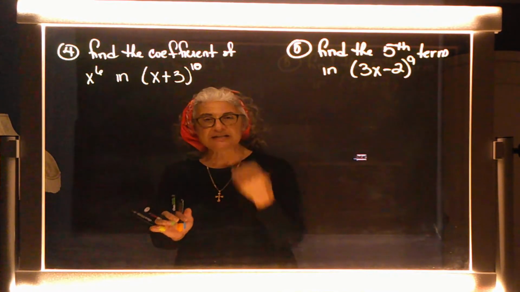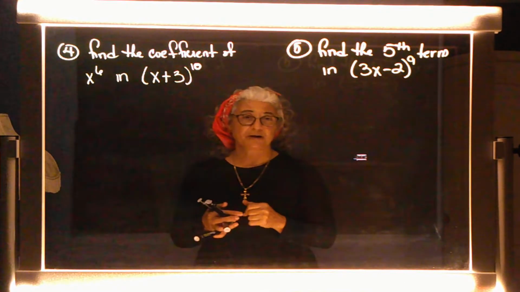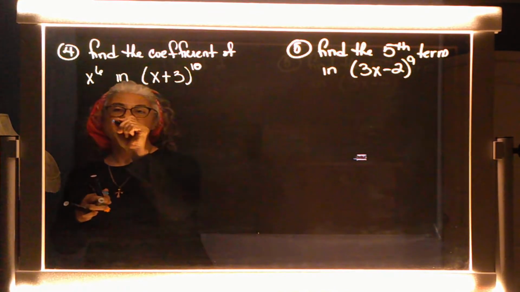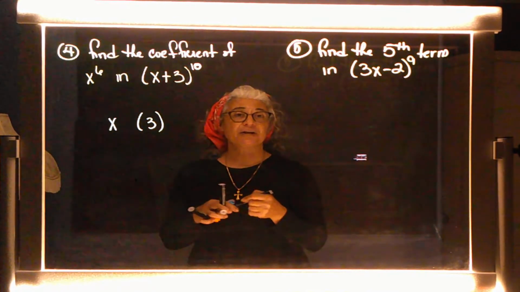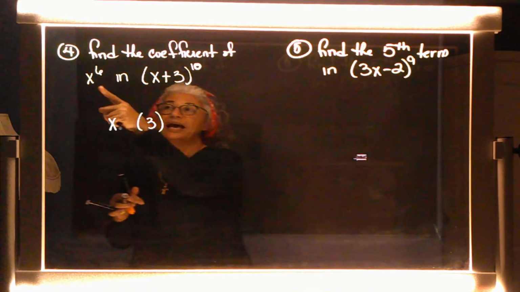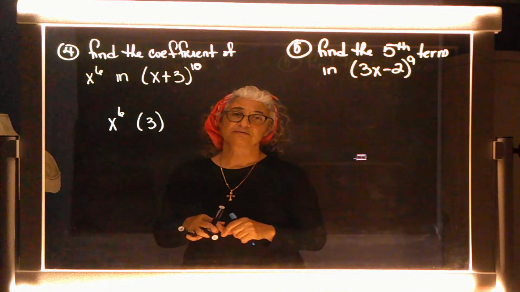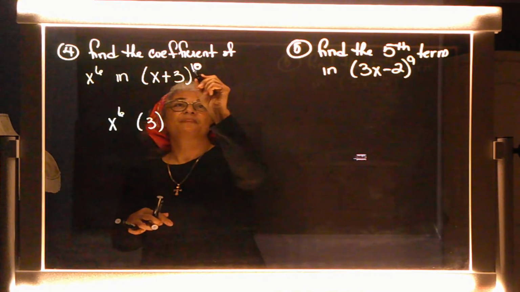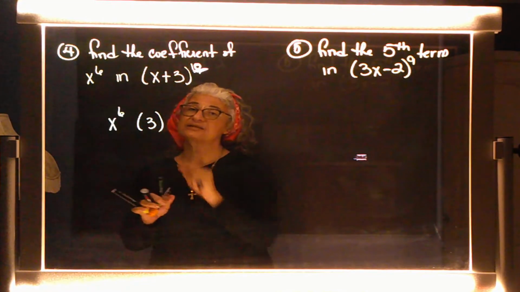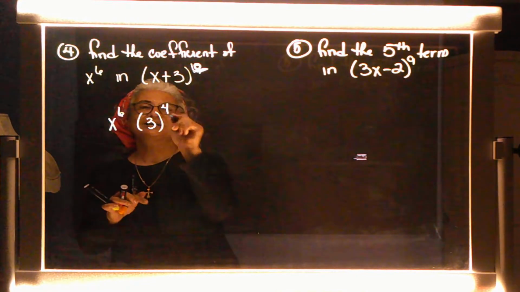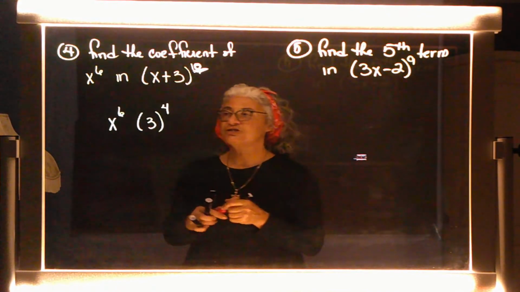First things first, you need to pick out the terms. Your first variable is x. Your second variable is a positive 3, isn't it? And we need to figure out their powers, right? Well, they told me x is to the power of 6, which means 3 needs to be to what power? If you're not sure, remember, they're supposed to add up to the total of 10. So if x is to the power of 6, 3 is to the power of 4. Excellent. Great job.